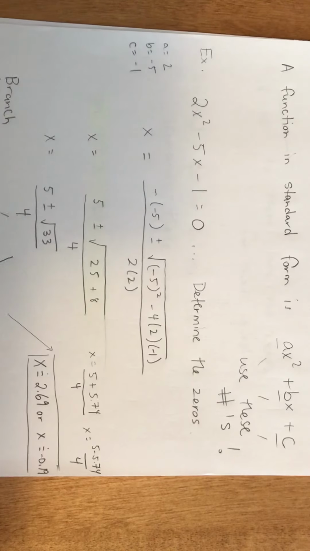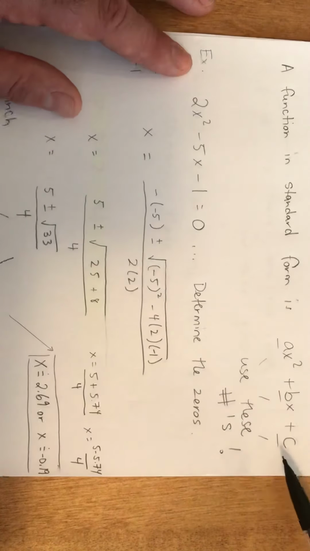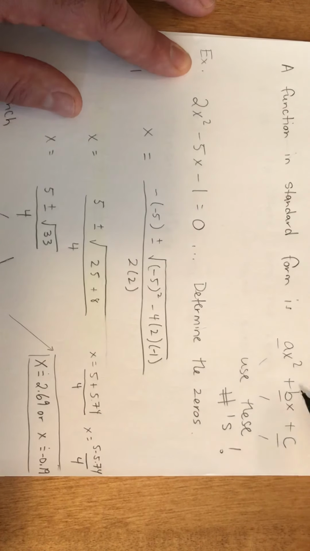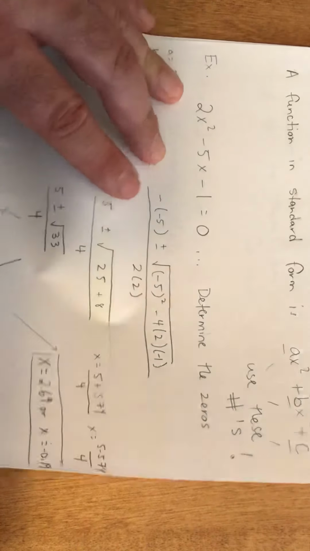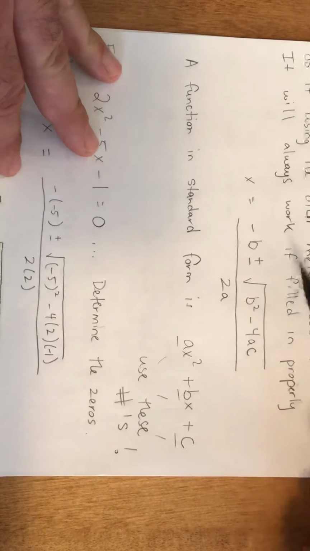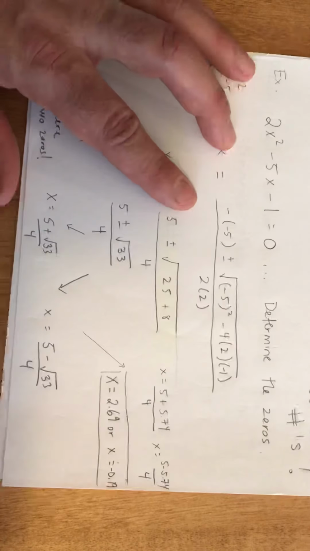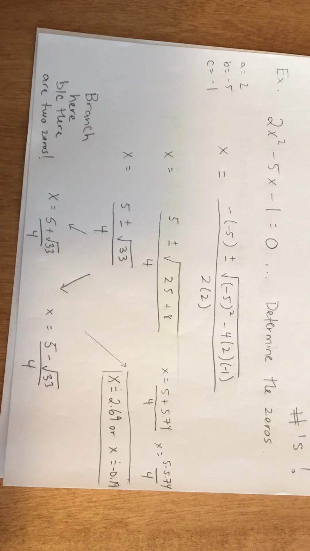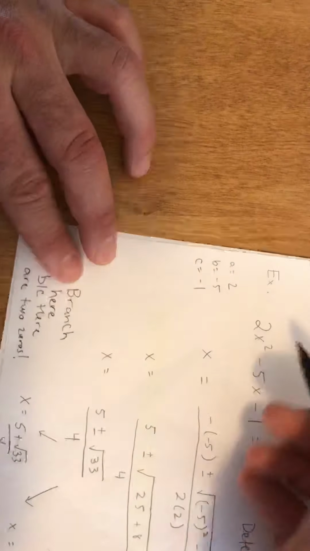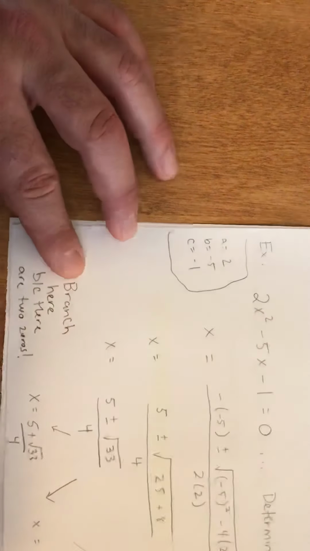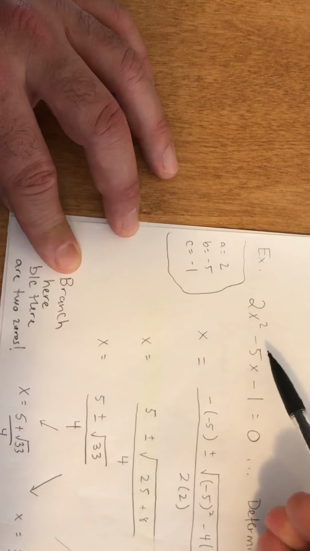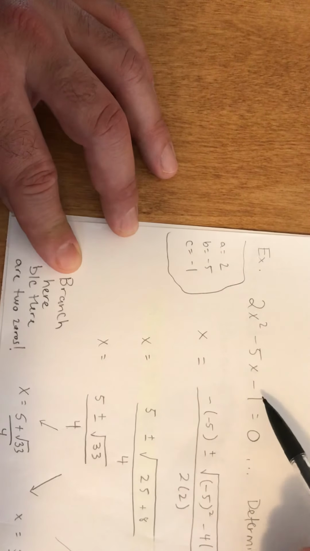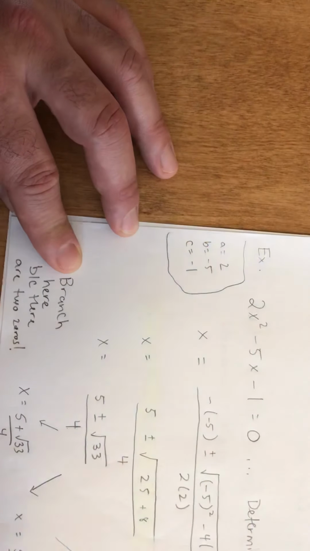Okay, so a function is in standard form when it's in the ax squared plus bx plus c form. You're going to use the a, b, and c, whatever those values, whatever those coefficients, to put into the formula. Okay, so here's what it's going to look like. The question says 2x squared minus 5x minus 1 equals 0. Determine the zeros. Okay, so off on the side here, you can put this on the side if you need to. The value of a is 2, the value of b is negative 5, and the value of c is negative 1. Make sure you use the proper signs in front of it.